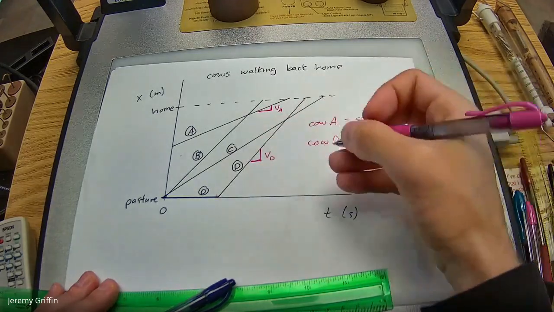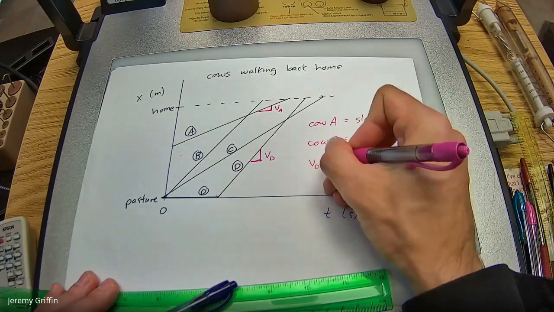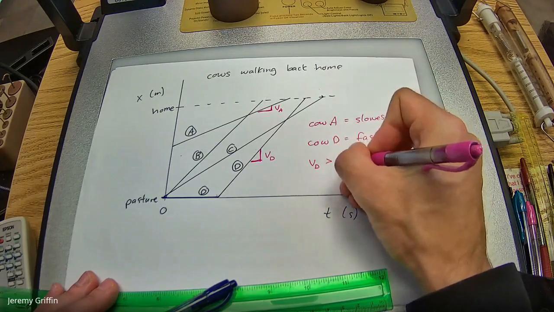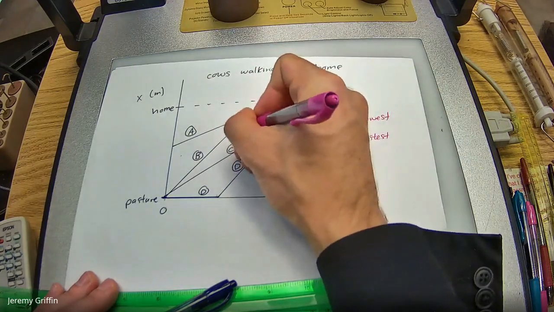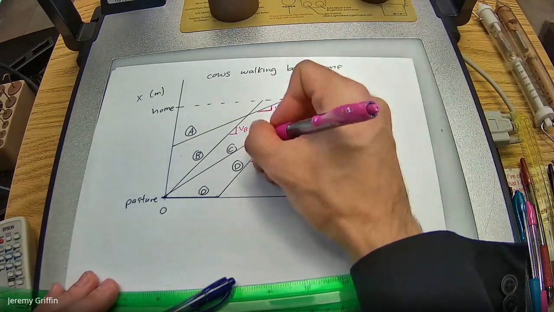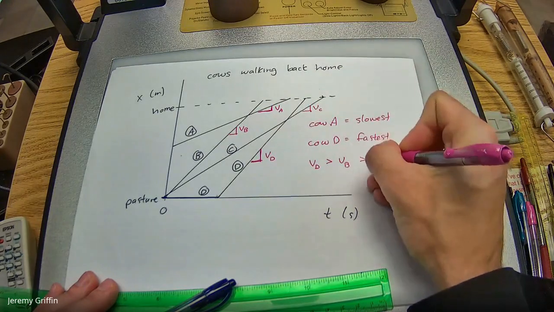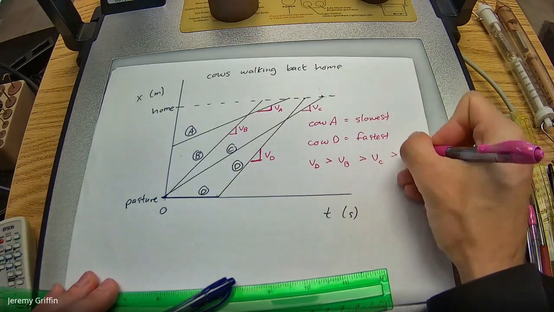Okay. Hey, let's rate these cows in terms of their instantaneous speeds. So it looks like D is just gonna barely beat cow B. Okay, because here's the speed of cow B. And that's going faster than cow C. Here's the cow C. Okay. And then cow A is the slowest.